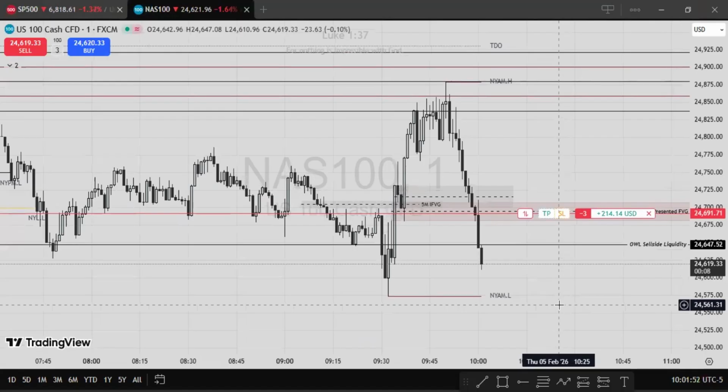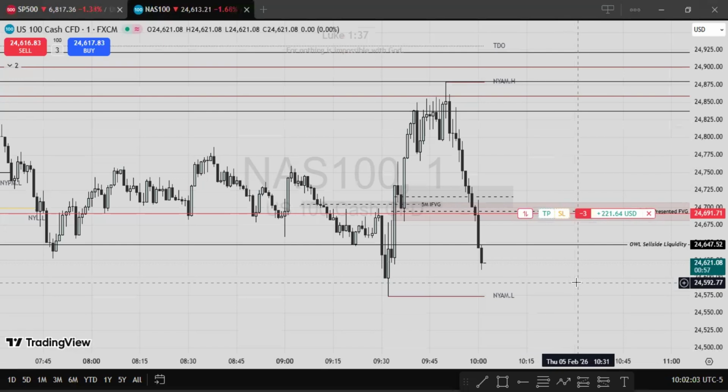I don't really focus much on the money at this stage of my trading journey. As long as I catch good entries, good exits, that's all that matters for me right now. So that will be enough.